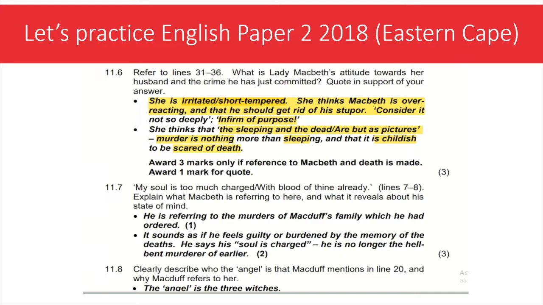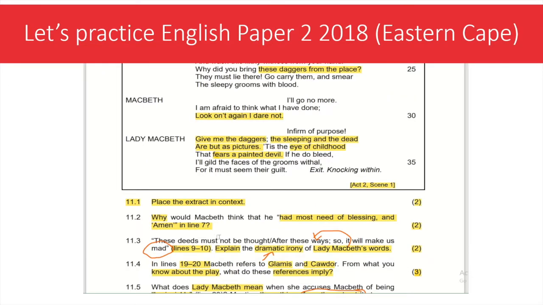Okay, have a look over here how the quotations have been used to justify. Please, you need to do this, grade 11s, especially at a grade 11 level and going into matric. And then a little special note here to the markers: add 3 marks only if reference to Macbeth and the death is made, and then you award 1 mark, only 1 mark, if you quote it. Then let's move on to 11.7.